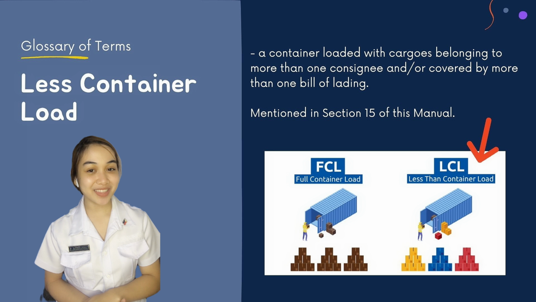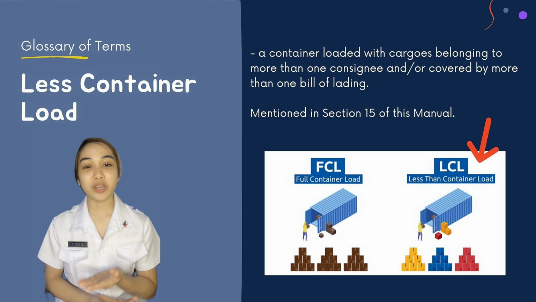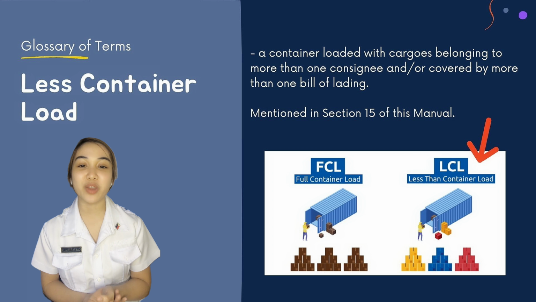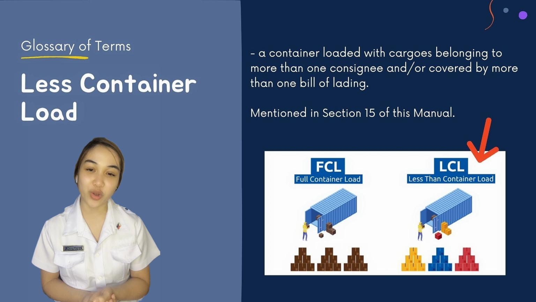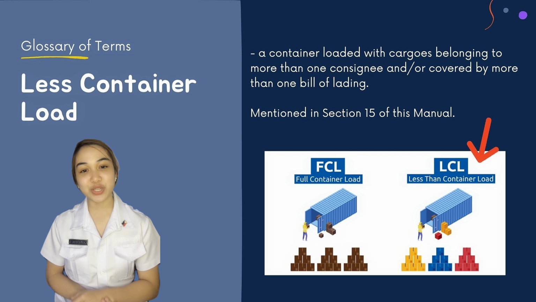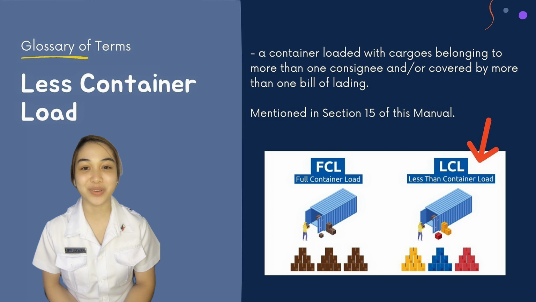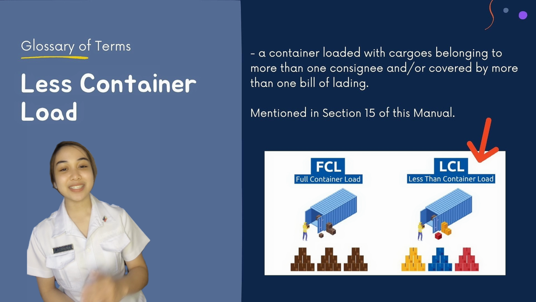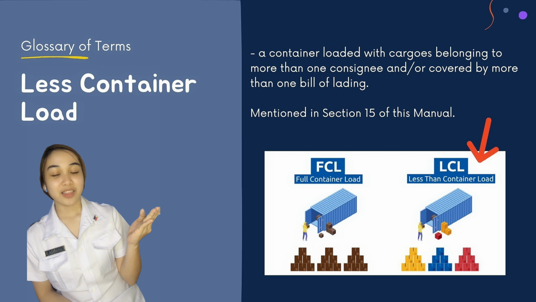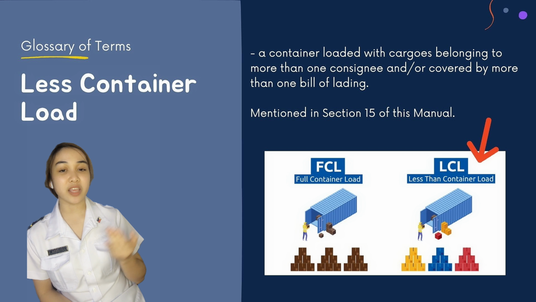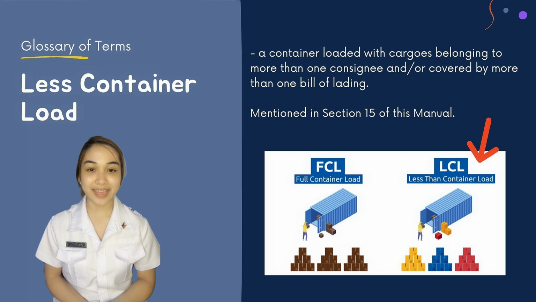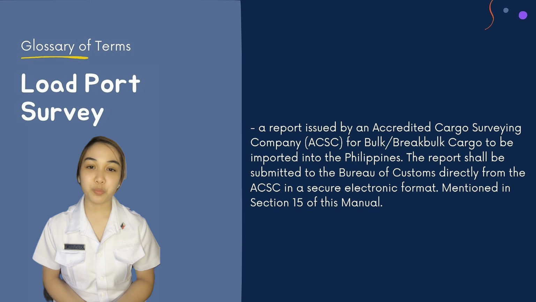Next is the last container load. A container loaded with cargoes belonging to more than one consignee and/or covered by more than one bill of lading, as mentioned in section 15 of this manual. As you can see in this picture, the cargo of a container has different colors, meaning they are owned by different consignees.